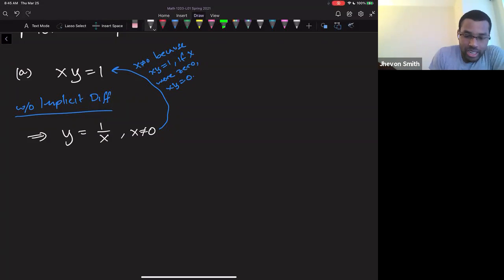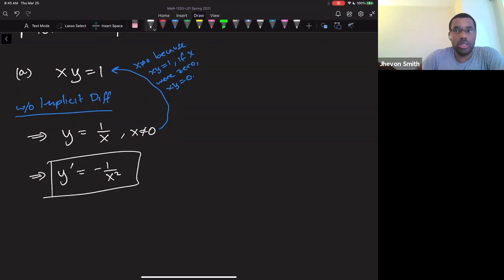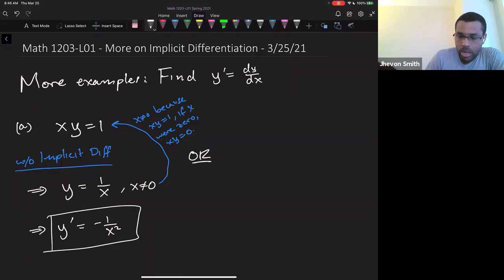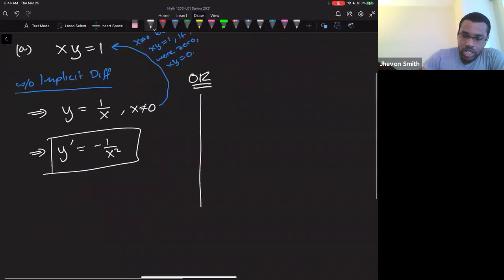Second thing I want you to notice is that now I can actually just differentiate this pretty easily. And that's going to be the derivative. So you might be wondering, do we need implicit differentiation here? So I'm also going to do it by implicit differentiation, so we can compare.